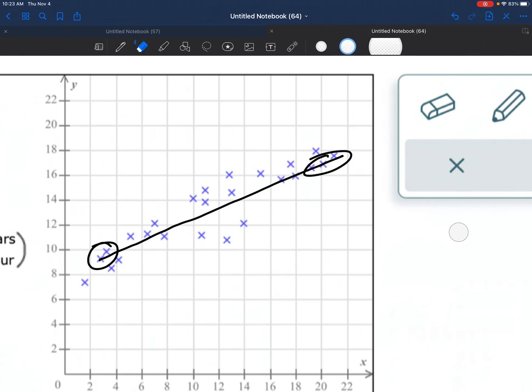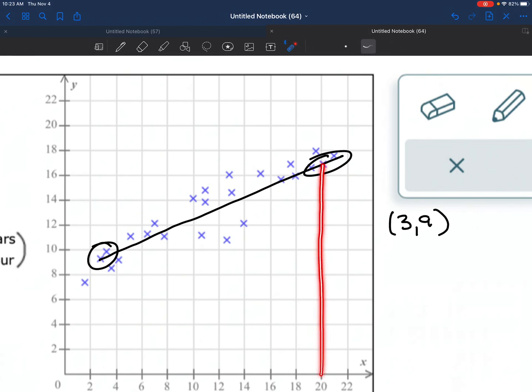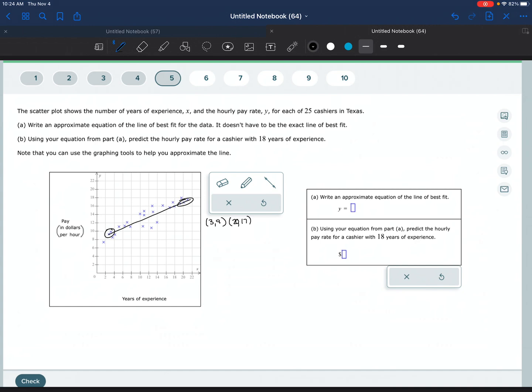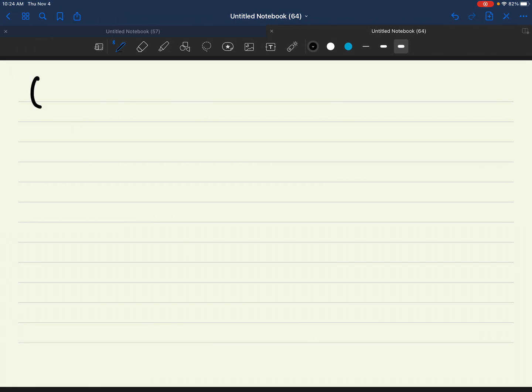Sorry, I'm going to write that over here. Okay, and then let's use this one since it's on 20. So 20 and 17, because it's about midway. Cool? Okay, so we've written an ordered pair. I'm going to switch to the next screen so you can see it a little better. 3, 9, 20, 17.